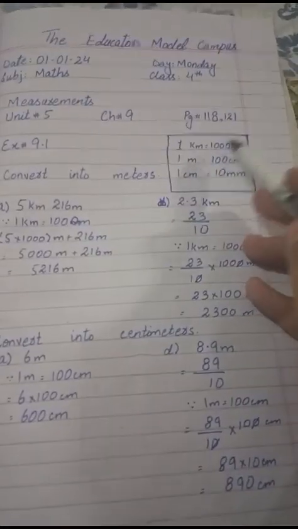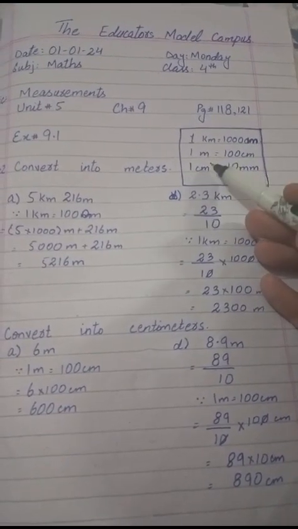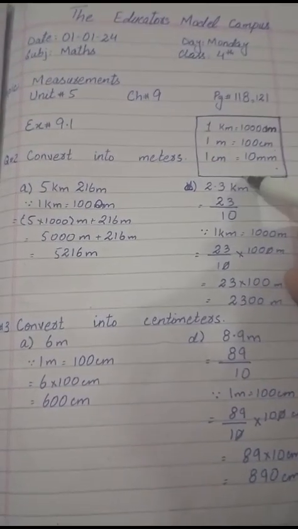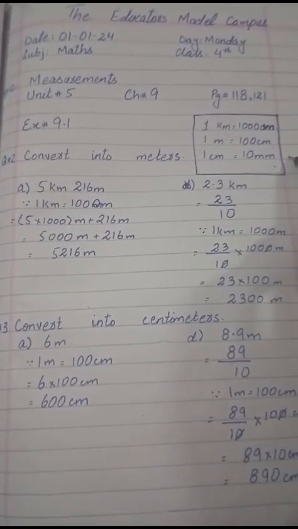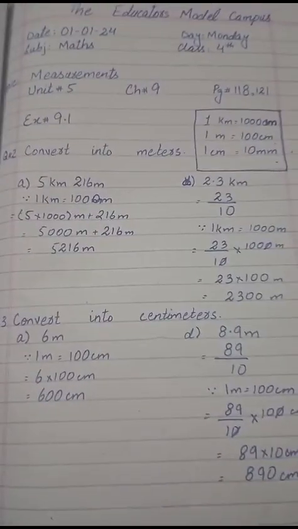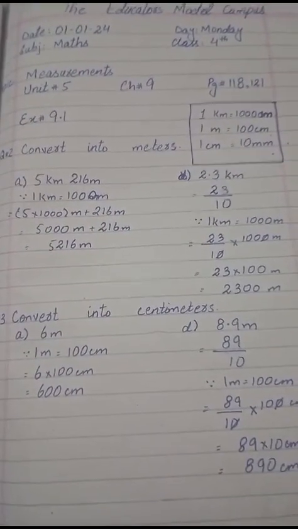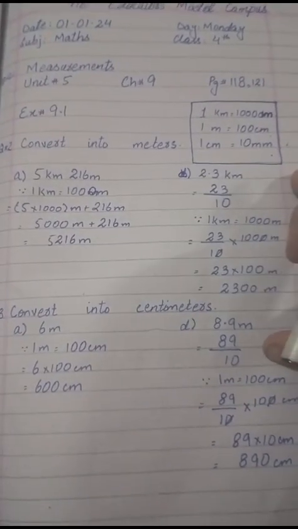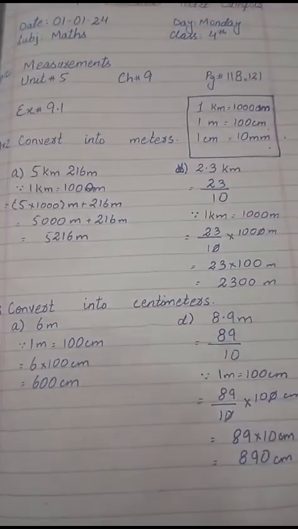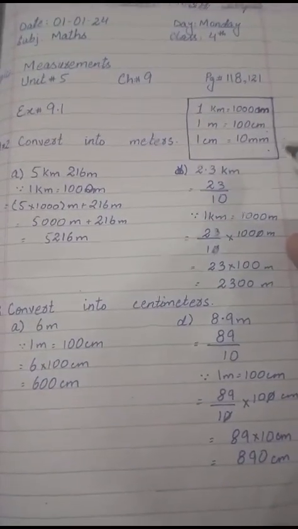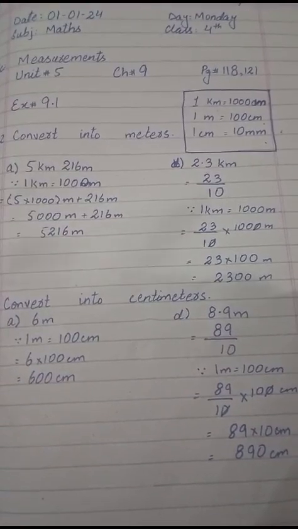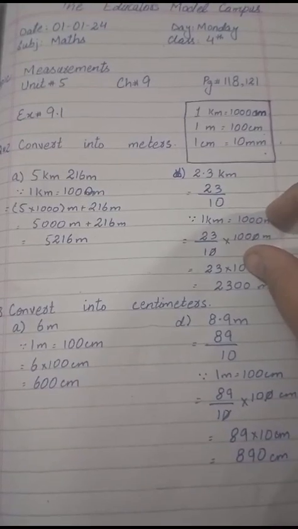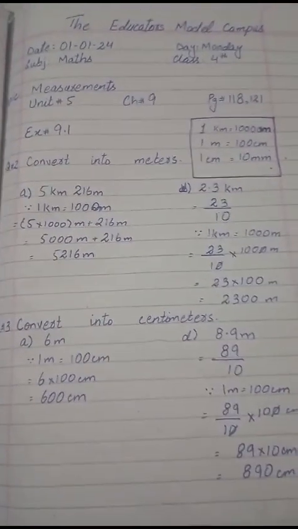As we know that 1 kilometer is equal to 1,000 meters, 1 meter is equal to 100 centimeters, and 1 centimeter is equal to 10 millimeters. These units are used to measure the length of an object. If the distance is very large, we use the kilometer. If the distance is a little shorter, we use the meter. We use the centimeter to measure a very small distance, and for a distance smaller than a centimeter, we use millimeters.